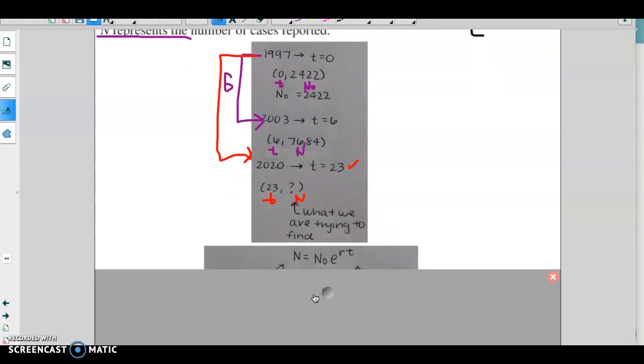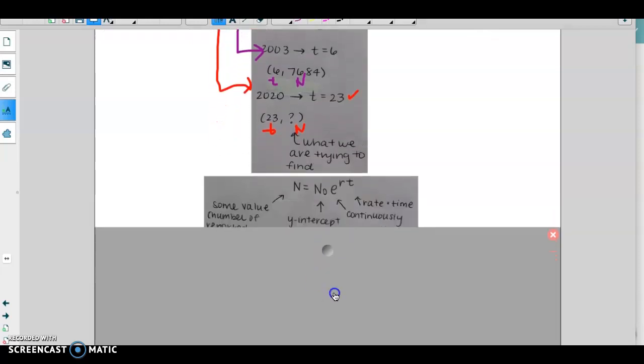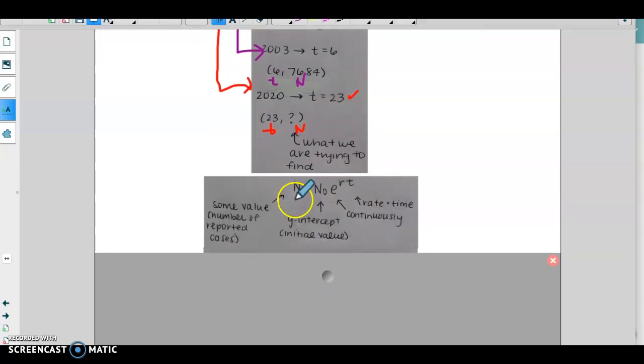So let's go back up to this equation, make sure we understand all of these variables. N, that's some value, the number of cases reported. N sub 0, that's my initial value, right? At the very beginning, how many cases were reported. E, why are we using this formula? Remember we learned 3 formulas.